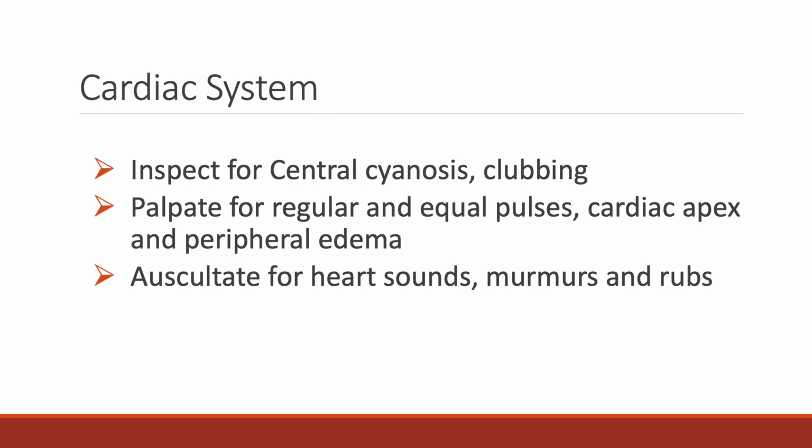Next is cardiac examination. If you have time, you can go for the cardiac examination. If you don't have time, you can just try to be thorough with your respiratory examination. In cardiac examination, you can comment on central cyanosis, any clubbing, and you can palpate for the pulses, the cardiac beat, and any peripheral edema. You can also listen for heart sounds or murmurs.